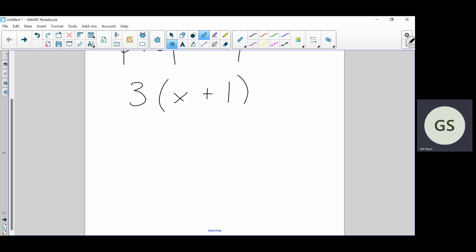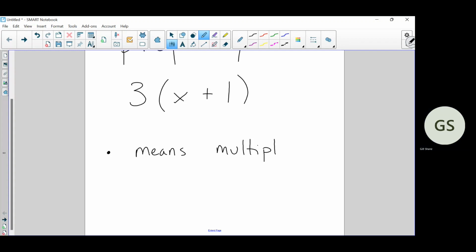So in math, in algebra, I should say, that dot right there means multiplication. We don't use an X for multiplication anymore. So that means multiplication. Everything else is the same. You'll see a plus sign, a subtraction sign. Well, actually, not everything else is the same.